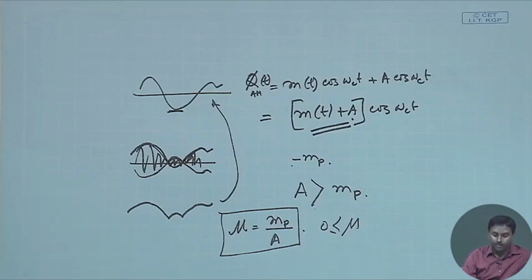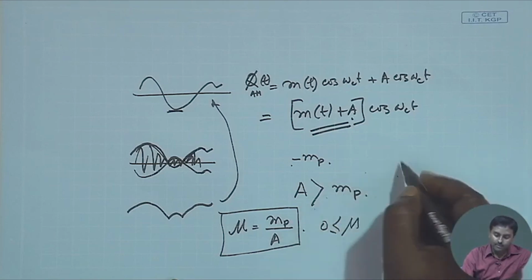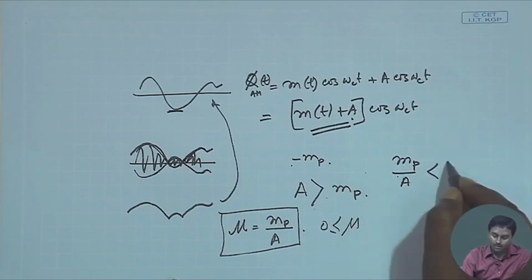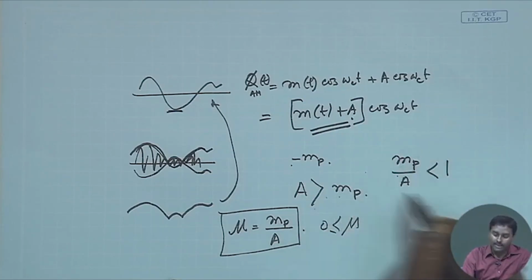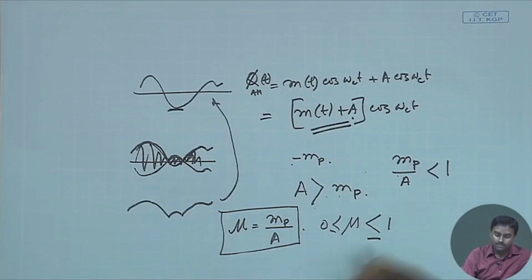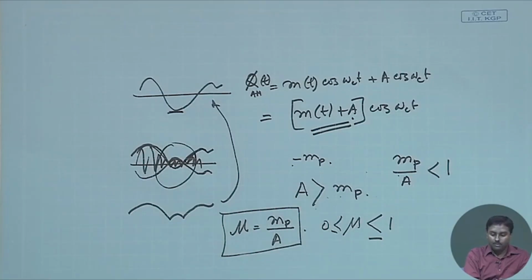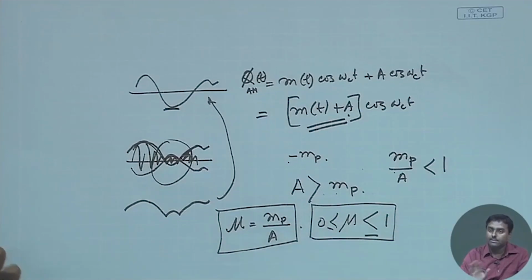But the other one is very important, because A must be greater than this. So, immediately from here I can write m_p divided by A must be less than 1. I just took A down. So, m_p by A must be less than 1. At max I can have equality, but anything other than equality, I will always have the danger of this kind of scenario. So, I should always be ensuring that this modulation index condition is satisfied.